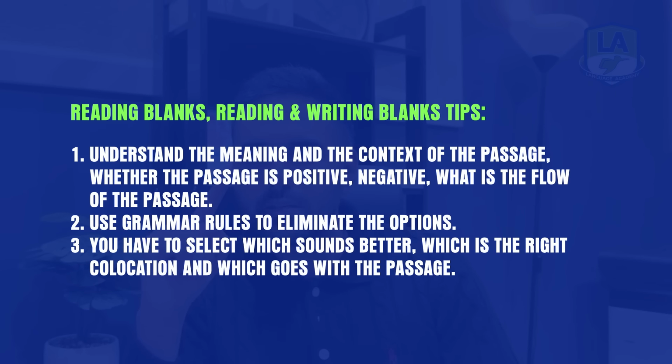First step, understand the meaning and the context of the passage, whether the passage is positive, negative, what is the flow of the passage. Then, when you are confused or when you look at the options, use grammar rules to eliminate the options. And third, if you're still confused, you have to select which sounds better, which is the right collocation, and which goes with the passage. So first of all, understand the context. Second, use grammar rules if applicable. Third, eliminate the options based on the one which is related to the passage.